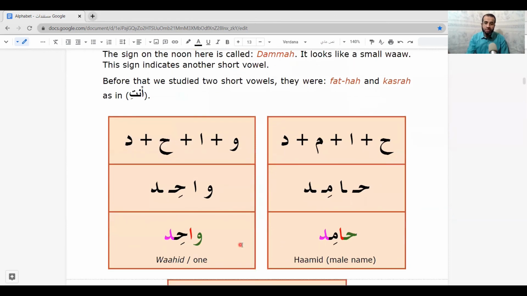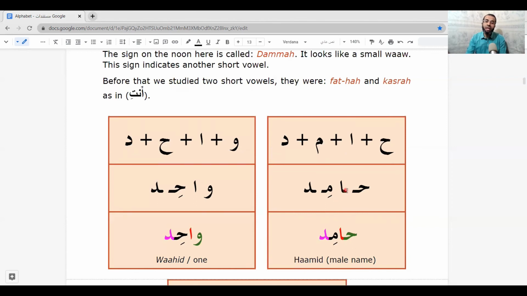Now let's read these words. Here we have four letters. The sounds are ha, a, ma, d. This letter meem has kasrah. So will it be mu or ma or mi? It's kasrah, it's below it. So we'll say mi. So this will be ha followed by a long vowel. Ha, mi, d. Hamid. This is Hamid. This is a male name.